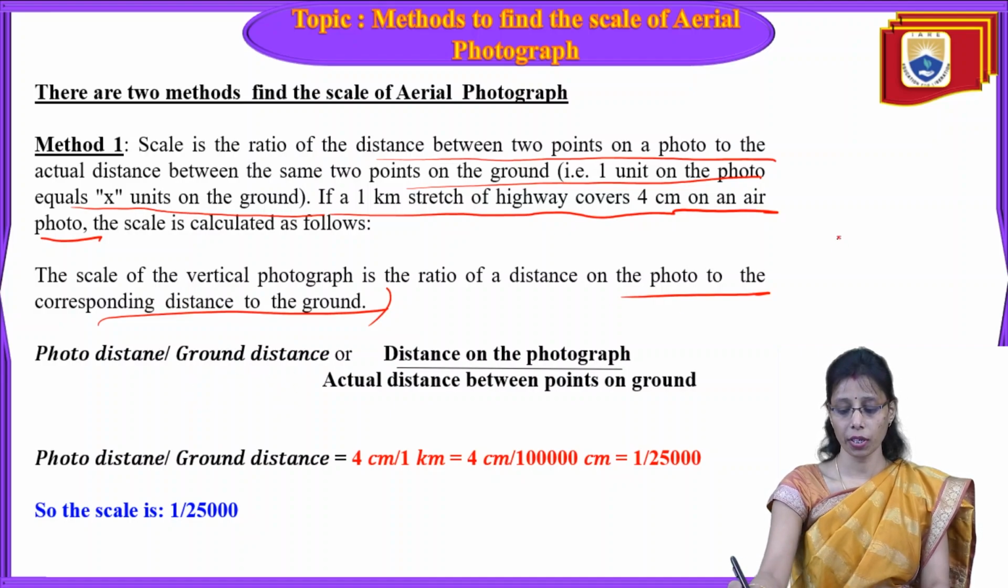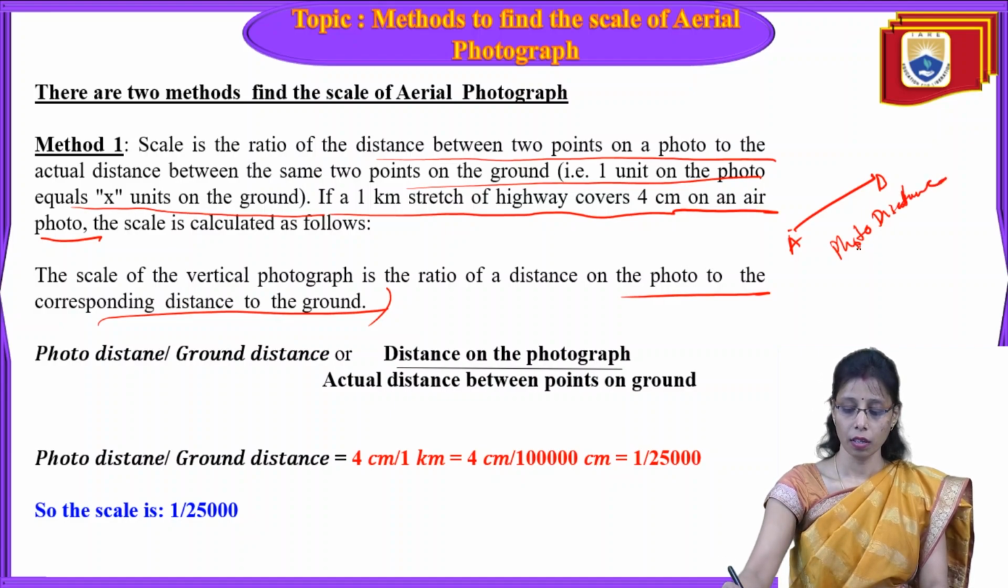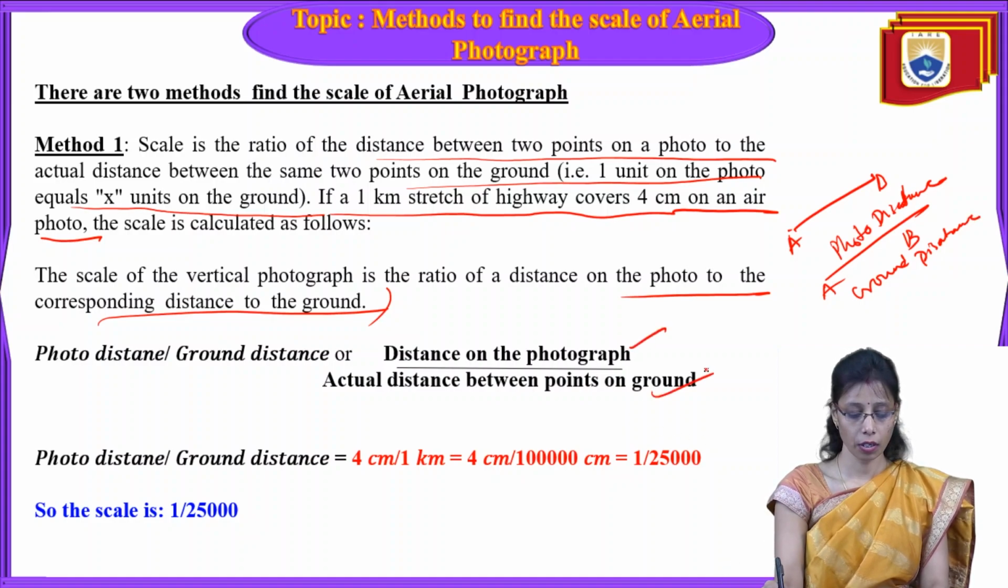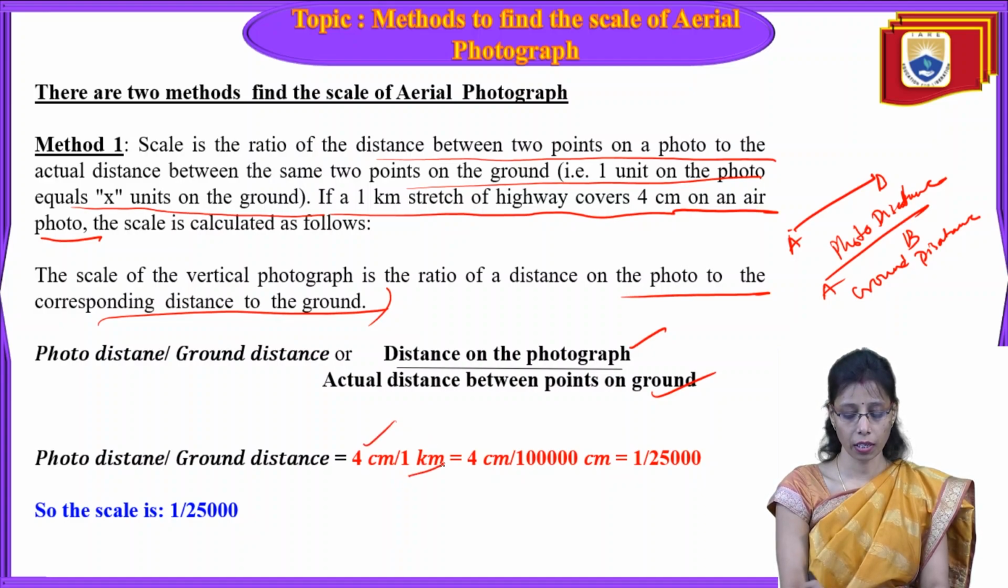So if you have a photo distance, this A, B, point A and point B, this is the photo distance. Okay, this is the photo distance, and for points A and B, the ground distance. So what is a photo distance and what is a ground distance? If your photo distance is 4 centimeters, your ground distance is 1 kilometer.